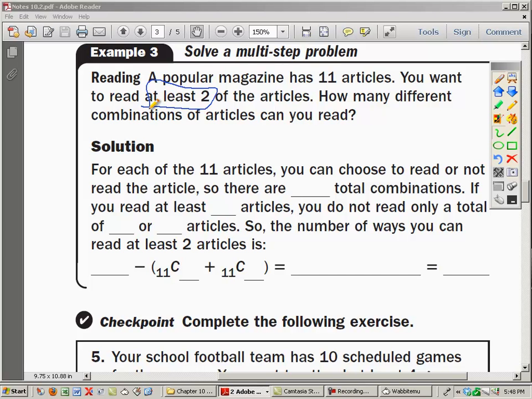Well, for each of the 11 articles, you can choose to read it or not. And so it looks like there are a total of 2 to the 11th total combinations. All right? Because again, you're either going to choose it or you're not going to choose it for each of the 11 articles. So you get 2 choices for each of the 11. That's 2 times 2 times 2 times 2, 11 times, or 2 to the 11th total combinations. All right, so if you read at least 2 articles, then you don't read a total of 0 or 1 articles. You could read 2, you could read 3, you could read 4, all the way up to 11.